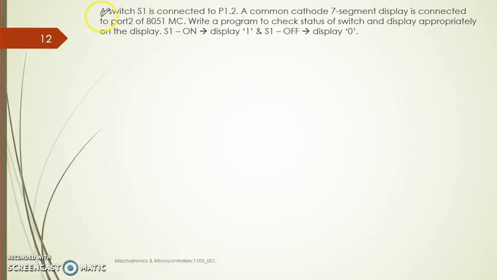Let us take an example now. A switch S1 is connected to P1.2. A common cathode 7-segment display is connected to port 2 of the 8051 controller. Write a program to check the status of the switch and display appropriately on the display. That is, when the switch is on, we need to display the character 1 on the 7-segment display, and when the switch is off, you need to display 0 on the 7-segment display. So we need to monitor the switch S1 continuously. Now we will assume that switch S1 is connected in such a way that one pin of S1 is connected to the port pin and the other pin is connected to the power supply, or VCC of 5 volts.